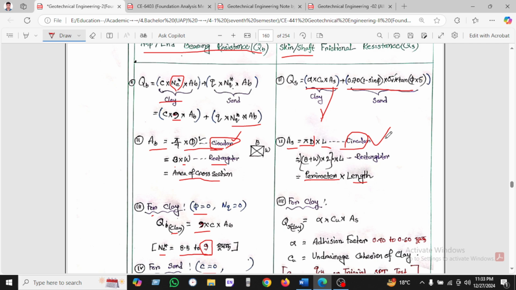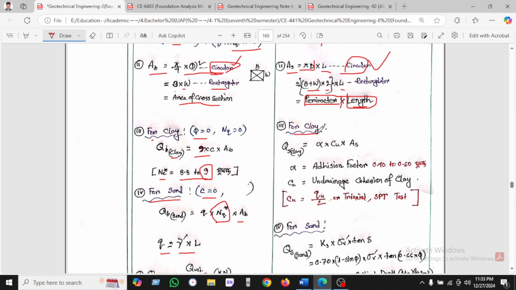In any case, for our research purposes or any special cases, we use the rectangular pile, and then we will use this formula: B into W into 2 into L. But the whole concept remains the same, which is perimeter into length. Okay, let's see for clay.